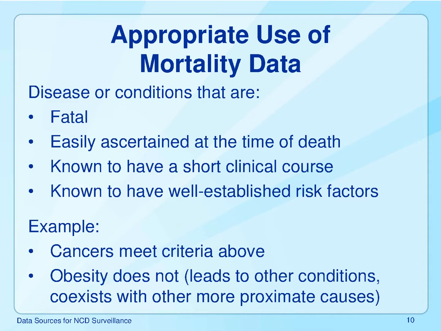So, what is mortality data used for? The use of mortality data as an estimate of the occurrence of a disease or condition in the population is most appropriate for conditions that are usually fatal, such as stage 4 cancers, those that can be ascertained easily at the time of death, and those for which risk factors are well established, such as lung cancer, heart disease, or even diabetes.